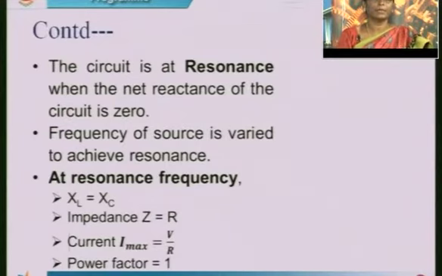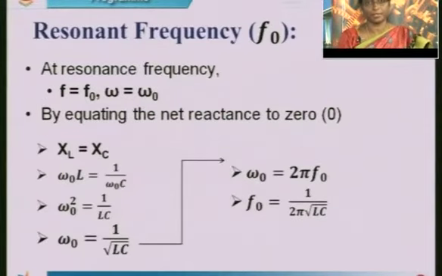And since the resistance is minimum, the current flowing through the circuit is V by R, where V is the applied voltage and R is the resistance of the network at resonance. Since the current is maximum at minimum impedance, and current and voltage are in phase, we can write the power factor as unity. So, this is the condition at resonance.